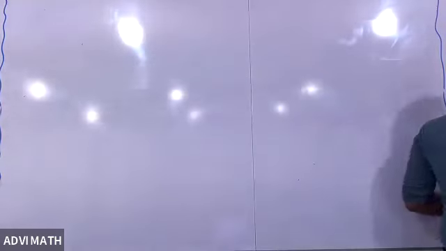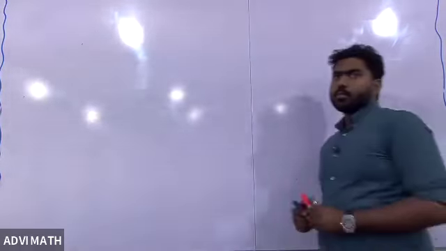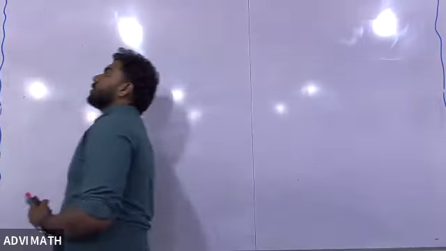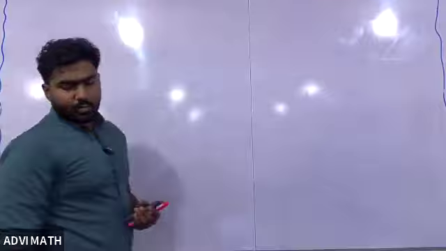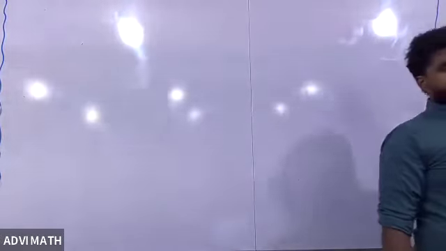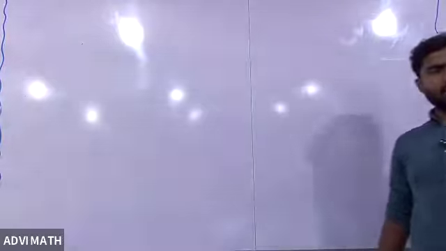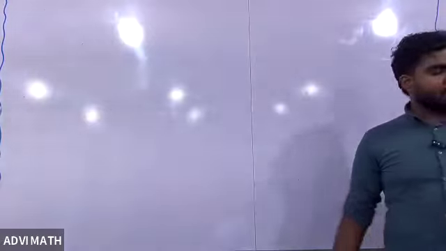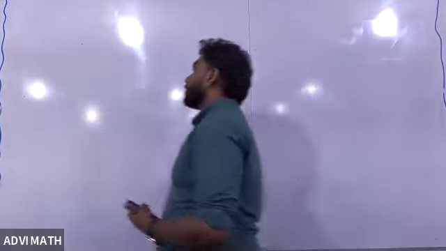Turn to page number 30. And do question number 1. That is the 2017 past paper question. Quickly. Question number 1. 2017 past paper question. Page number 30.